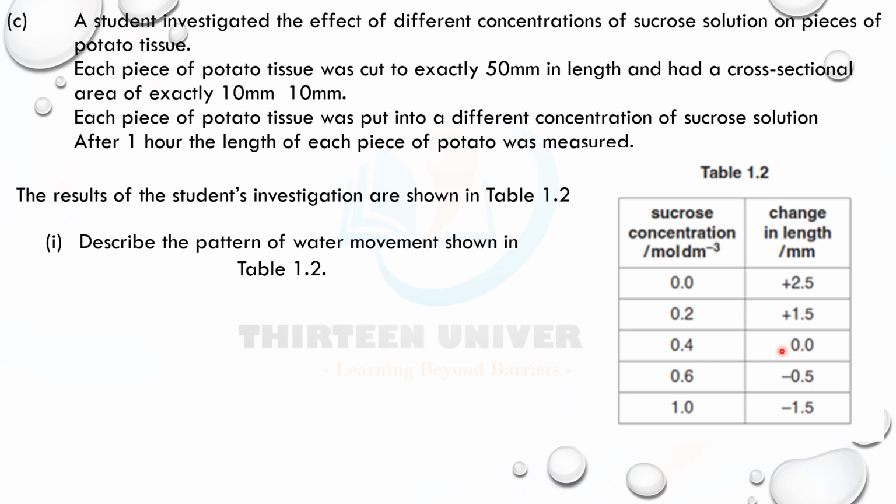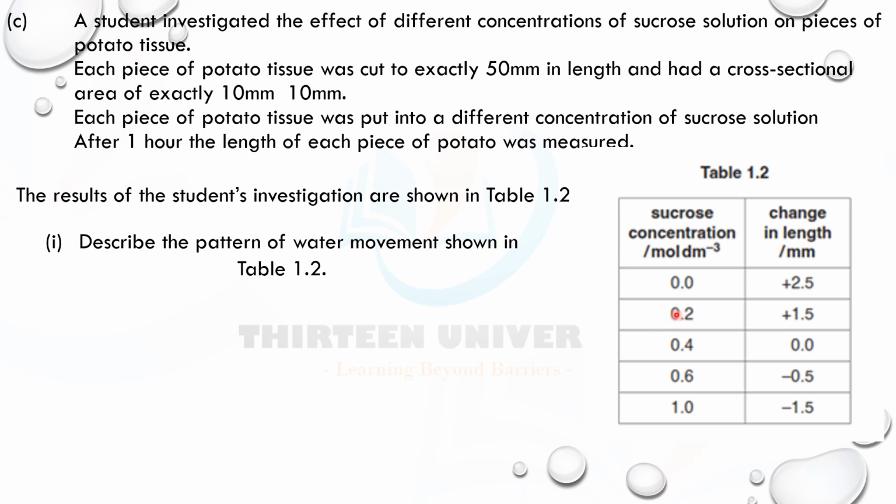4 means the amount of water moving, because if the length is increasing, that means water is moving into the potato tissue. So that's why the cells become turgid and then the length increases. But if the length is decreasing, because you can see that change in length is negative, that means water is leaving the tissue. From 0.6 to 1, water leaves the tissue into solution. So water enters solution from the tissue. That is why the length decreases.